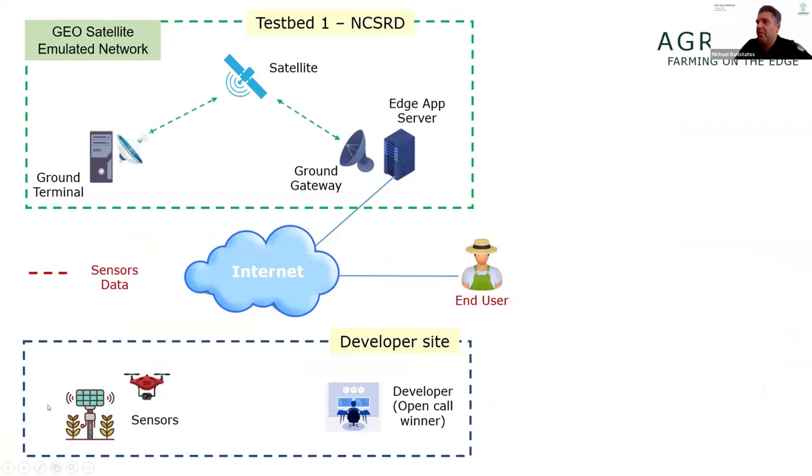So this is the developer side. This is you, and this is your equipment on the field. The user can be anywhere, I guess. He will have access to the application, the data that you will produce from your application. It will be exposed to the internet, so then the user has access to it.